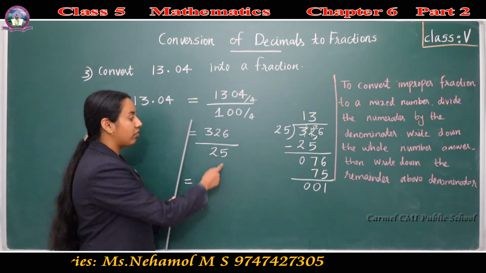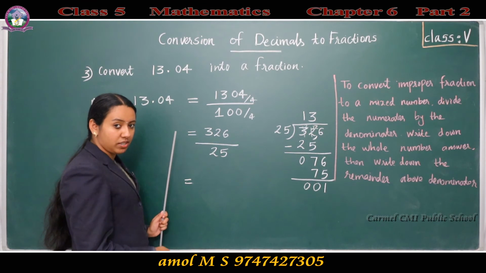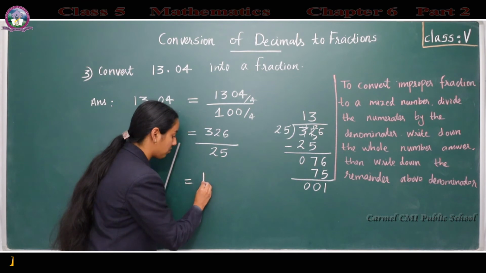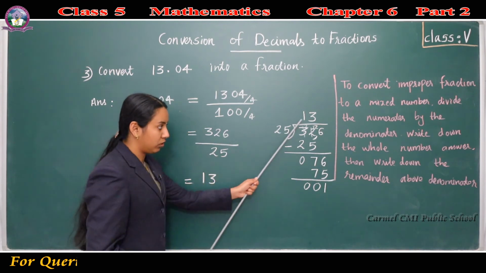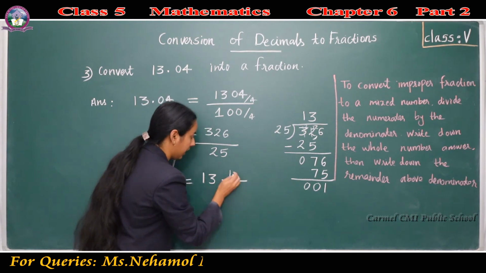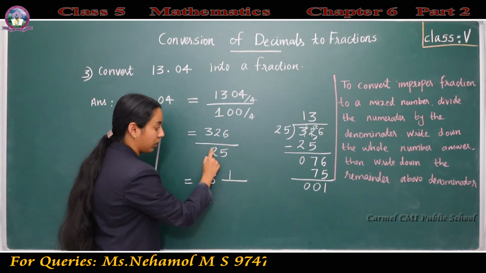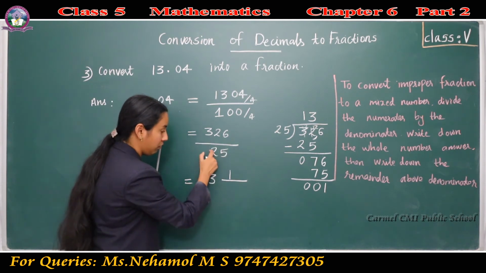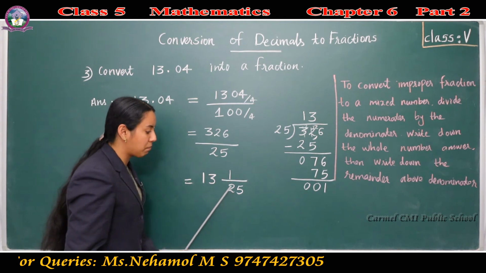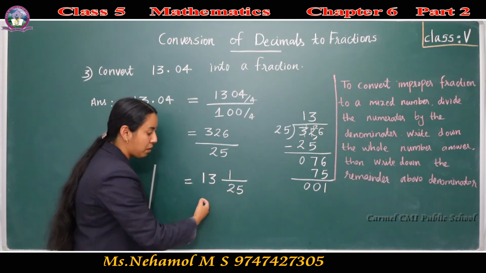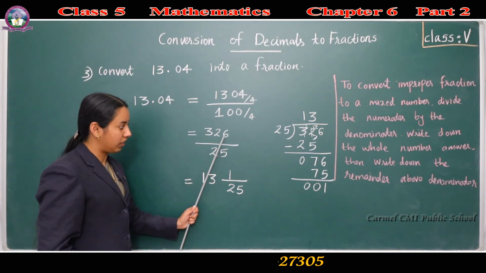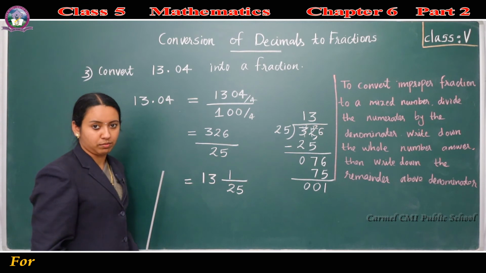Then we can write this improper fraction as a mixed number. First write the quotient, the whole part, then write the remainder over the denominator of the improper fraction, that is 25. 13 1 by 25 is the mixed form of 326 by 25.